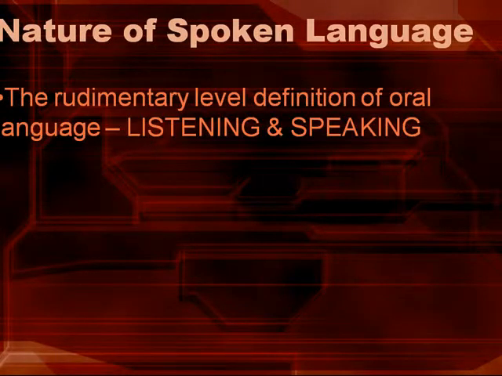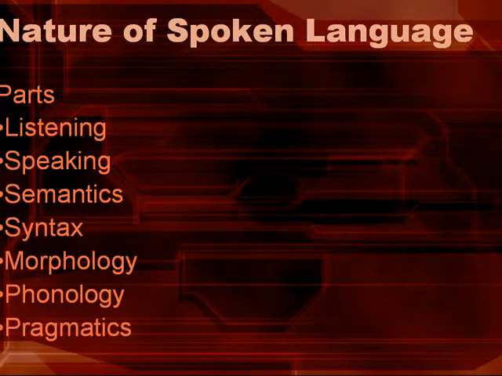So the first thing that we need to go over is the parts of spoken language. Your textbook notes that the most rudimentary level or definition of oral language is the act of speaking and listening. There are other parts of spoken language. So we have listening, speaking, semantics, syntax, morphology, phonology, and pragmatics.